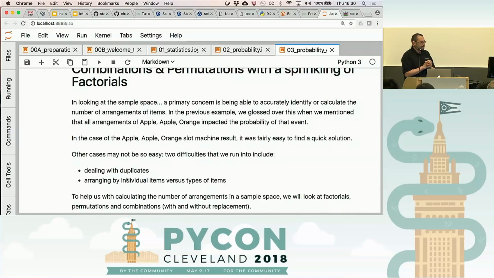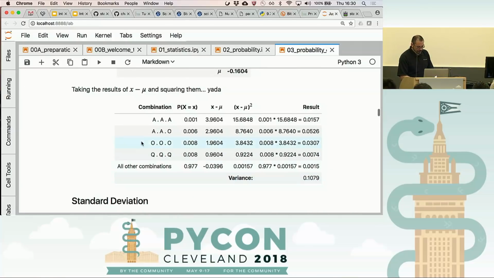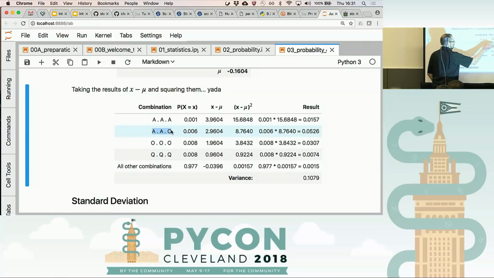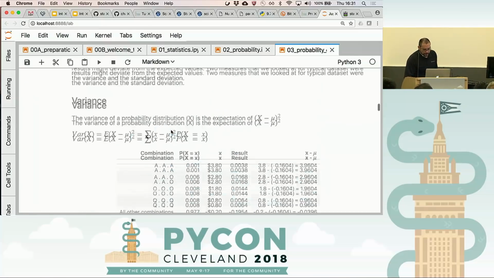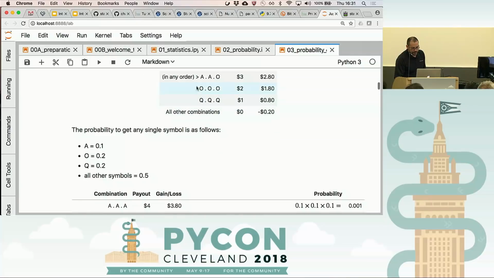So we got 10 minutes. I'm going to walk you through combinations and permutations with a sprinkling of factorials. If you recall, a few minutes ago, I said, hey, look at this. If I get an apple, an apple, and an orange, I'm going to win something. But I also illuminated the fact that it really wasn't just apple, apple, orange. It was any order of apple, apple, orange. So I can get an orange, and then an apple on the second wheel, apple on the third wheel.